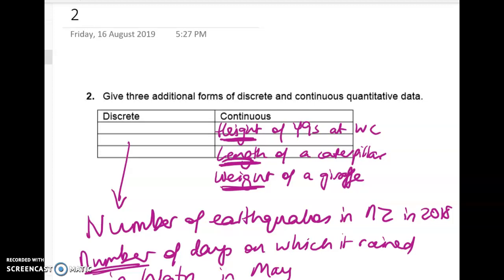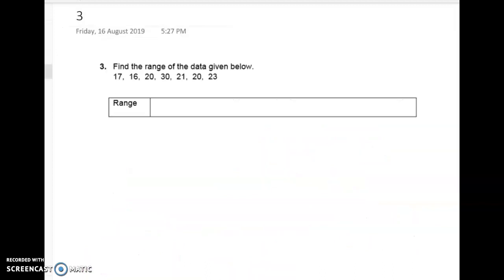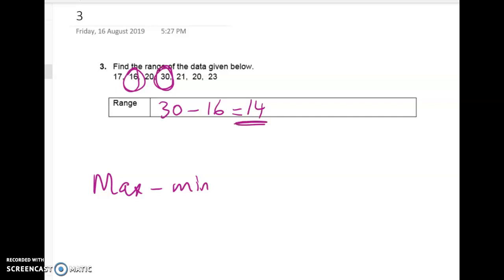Okay, now we're into some number stuff, so this is going to go a little bit faster. Let's have a look at question 3. Right, find the range of the data given below. So the range is the maximum minus the minimum. The maximum is the biggest number in there, so let's have a look through. And the minimum is the smallest. Now, if you're just finding the range, you don't need to bother to put them in order. You can just look at it when it's only a few numbers, as it is here. So here's the biggest one, it's 30. Here's the smallest one, it's 16. So the range is 30, take away 16, which is 14.